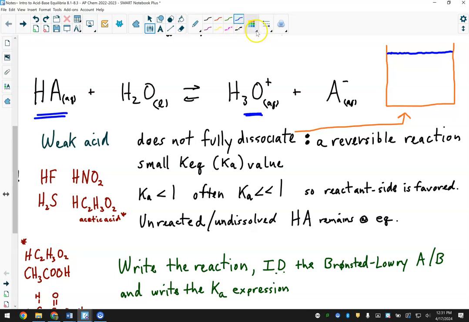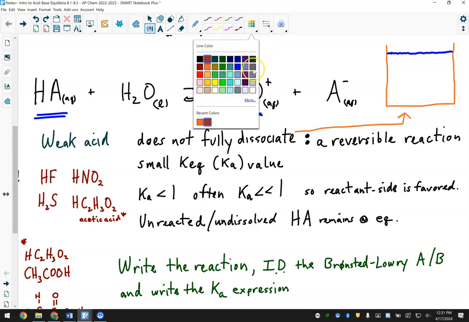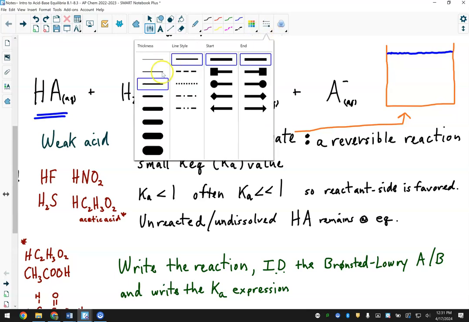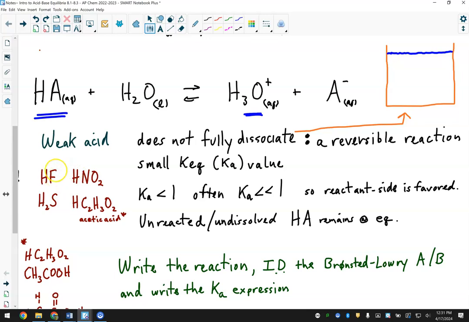So let's draw that up in the beaker. What does that look like if you had to draw a diagram? We're just going to use HA, or we could use HF. Let's use HF. So I put some HF into water, and it's going to set up an equilibrium. It's going to be HF plus H2O, and then you're going to get H3O plus and F minus.